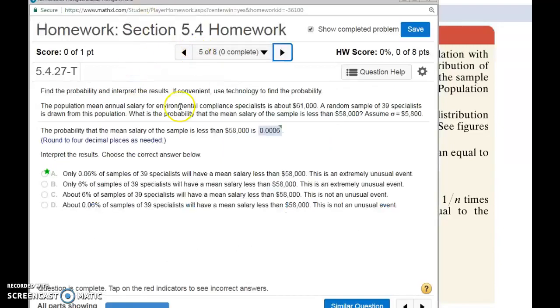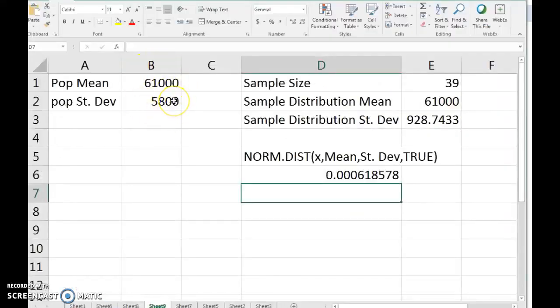So number 5, we get into some story problems, and I'm going to show how to do these in Excel. For a certain job, it gives us the population mean for how much money that job makes. And it tells us we have a random sample of 39 people from that job. What's the probability that when we look at that sample of 39 people, the mean for that sample is less than a certain value? And we're assuming the population standard deviation, which is given as well. So here's the information from our problem.